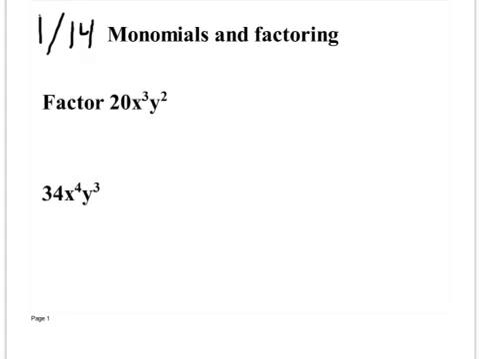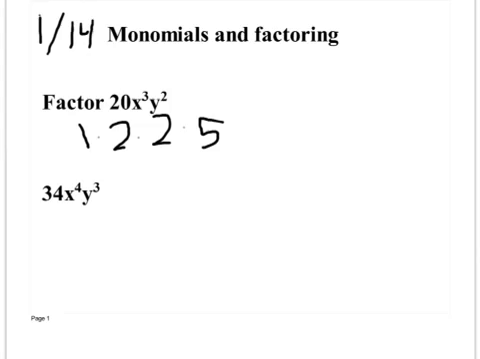Monomials and factoring. We're supposed to factor 20x cubed y squared. That means all we do is just write the factors that go into each one. So 20, what factors go into 20? 5 and 4. We can't use 4 because it can be split into 2 times 2. And 5. You just do its prime factorization, so the prime numbers that go into it.